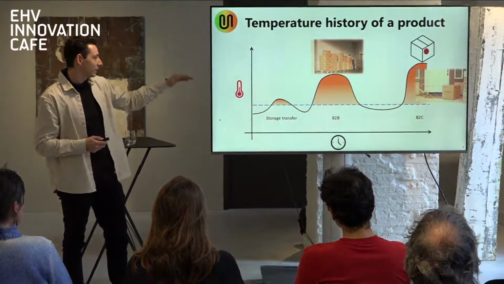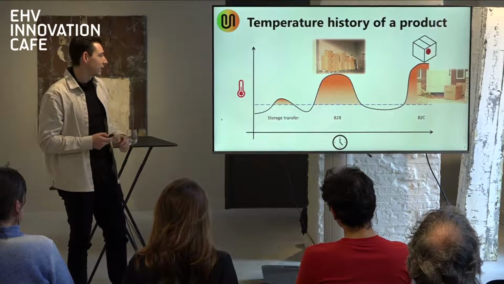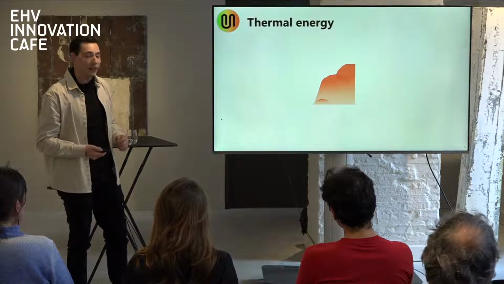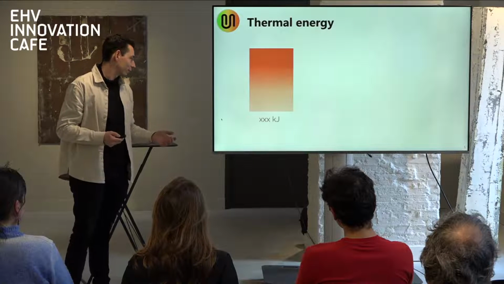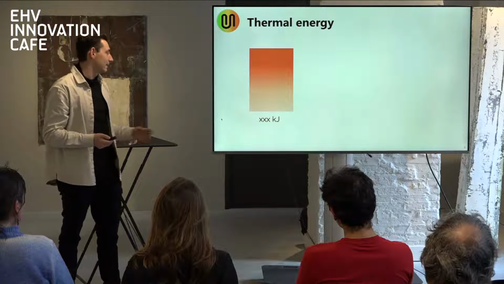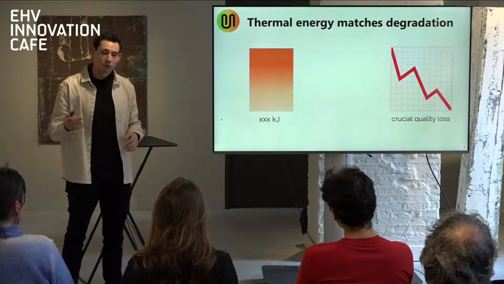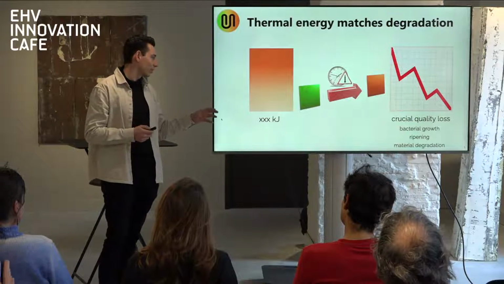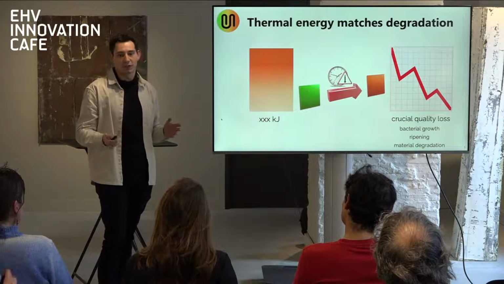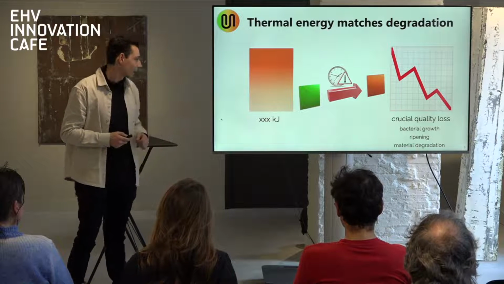So if we then take all these different breaches of temperature, we can basically accumulate the thermal energy that the product has endured. And this we can then formulate as a certain amount of kilojoule. And this can be directly coupled to a crucial quality loss of your product. So for instance, temperature can initiate bacterial growth, but also speed up ripening, or just overall material degradation. And this we want to couple exactly to the rate of our color change, going from green to red.